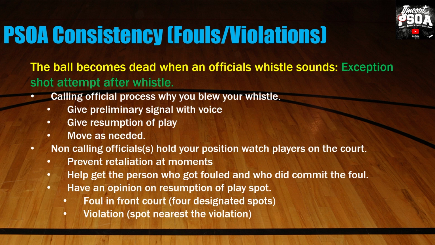We've all been in this situation where we forgot a number. If we dead ball officiate and stay engaged, we could be there for our partner, and then have an opinion on the resumption of play spot. Foul in the front court, four designated spots. Violation, spot nearest the violation. Just this past week, we had a backcourt violation, and partners were putting the ball at the division line. No, a backcourt violation is now in the new offense's front court. We're going to put it in one of the four designated spots. Stay engaged, stay active, be ready to help your partners after the whistle is blown on fouls and violations.